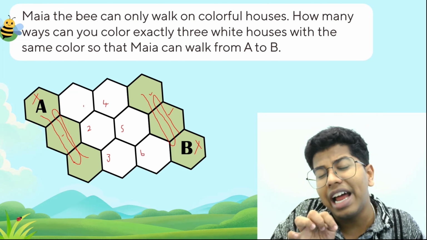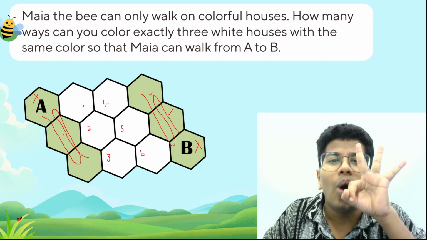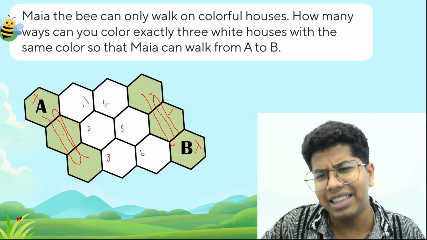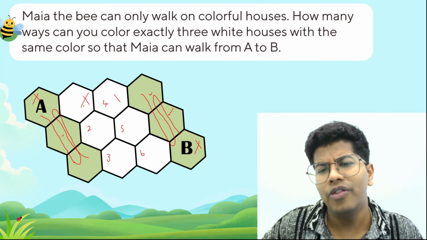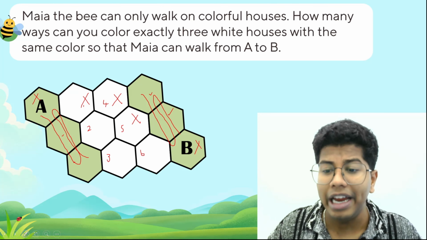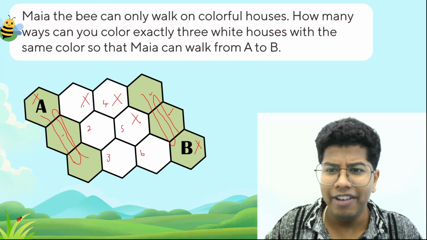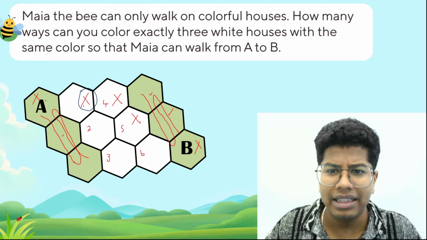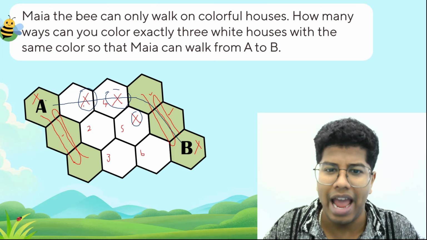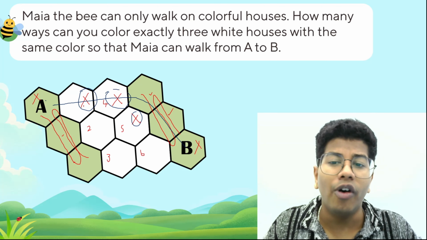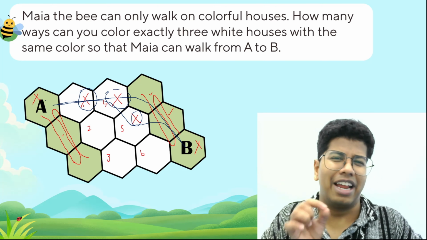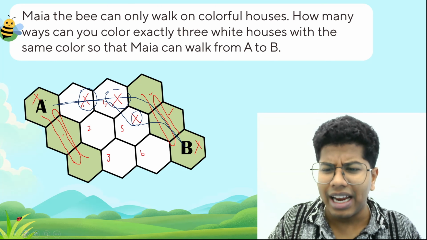So we just have to connect a bridge using 3 white houses. We have to color them. So let's take an example. Let's say I color this one first, 1, 4 and let's say 5. Can this bee still go from A to B? Let's just see. Here, if the bee is at A, since this part is colored, this is colored and this is colored, what the bee can do, it can walk, wow, and reach B. Also, it can walk from this part towards this colored one and then move to part B because it can walk on colored houses.